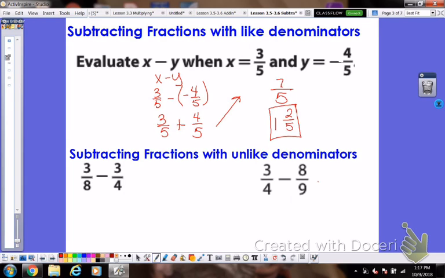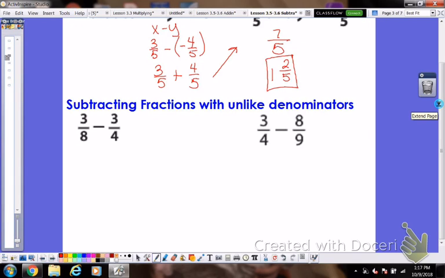Okay, so subtracting fractions with unlike denominators. So just like yesterday, I need to think about what can I change an 8 and a 4 into so that they have the same denominator. Well, I know that 4 times 2 gives me an 8, so we multiply numerator and denominator by 2. 3/8 would stay the same, minus 3 times 2 is 6, 4 times 2 is 8. We now have like denominators.